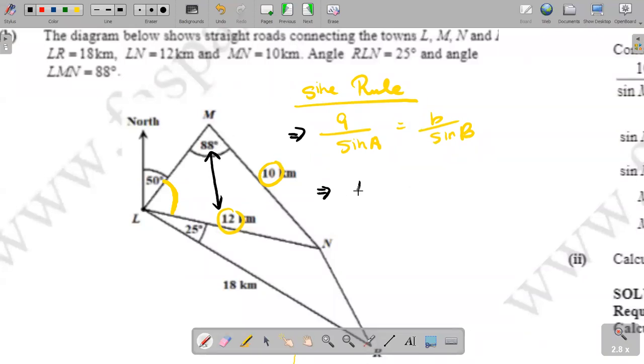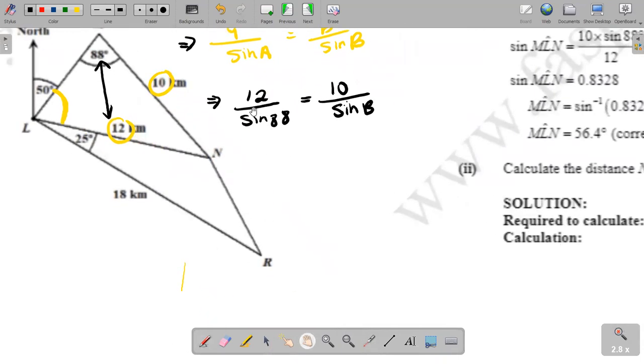So this would become 12 over sine 88 is equal to 10 over sine B. What is the number B? That's what we're trying to find. So let's go. All this requires now is for us to finish calculating. 12 divided by what is sine 88? So Simone says 0.99. Is that true? What is sine 88?